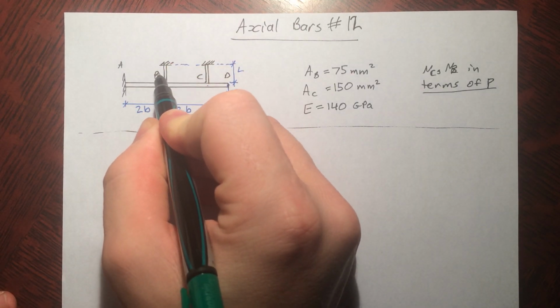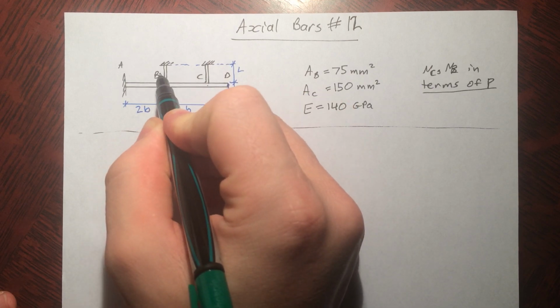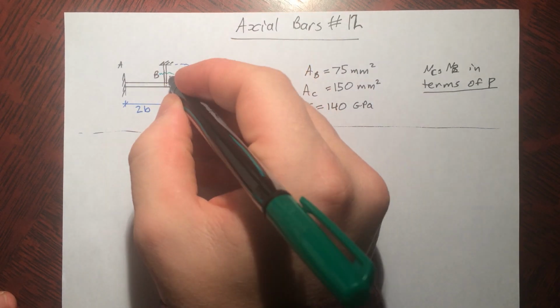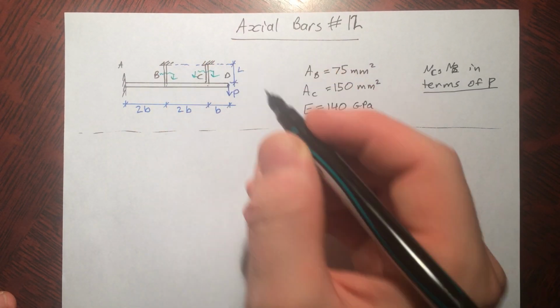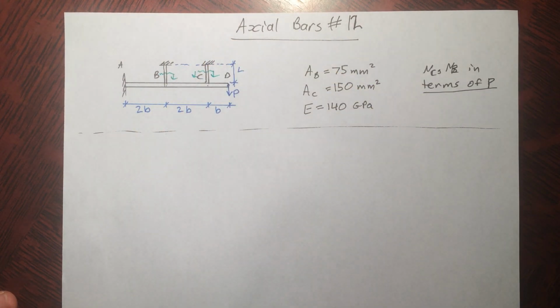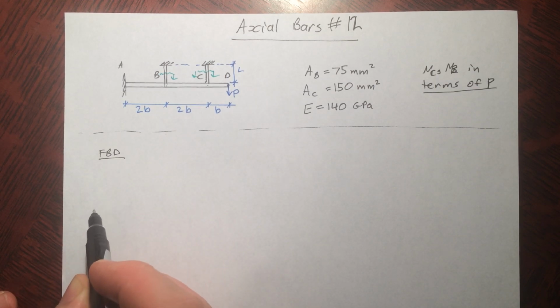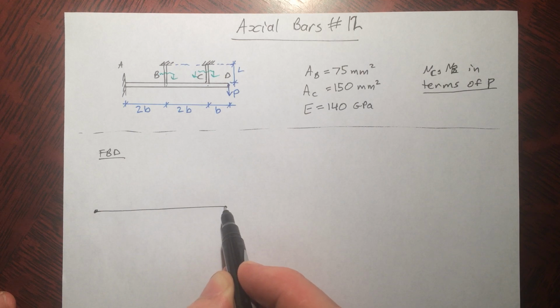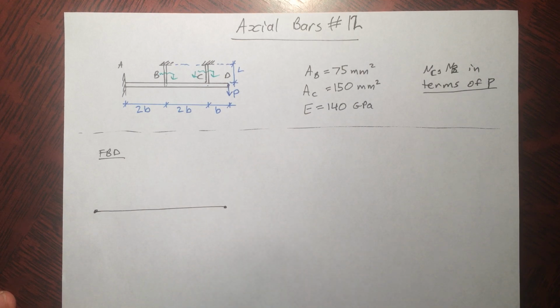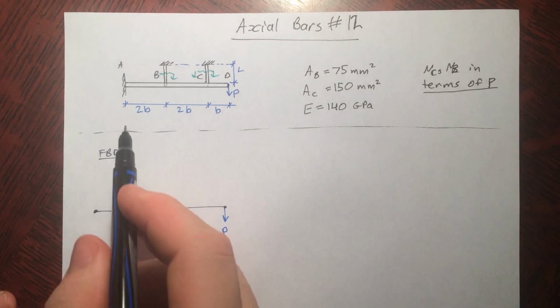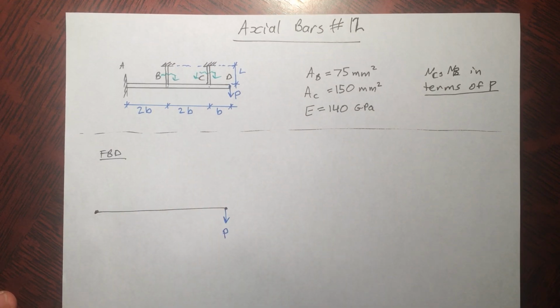So in order to find NB, we need to expose NB, so we make a cut. Same thing with C. And now looking down, draw a free body diagram of this piece. Okay, so we have a load P still being applied here. We'll just refer to that diagram for the dimensions. I'm not going to draw them in.